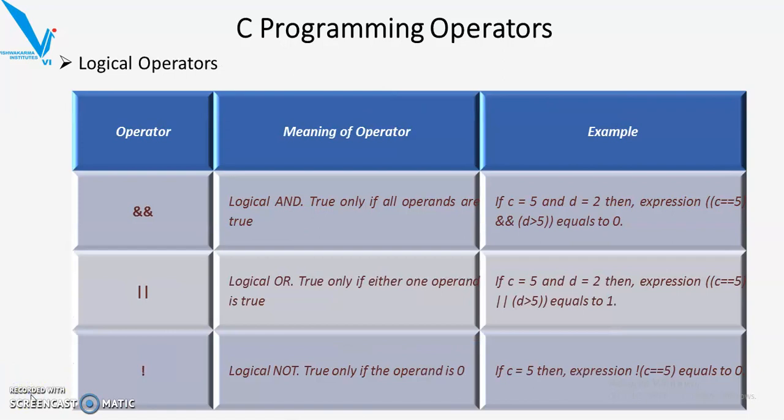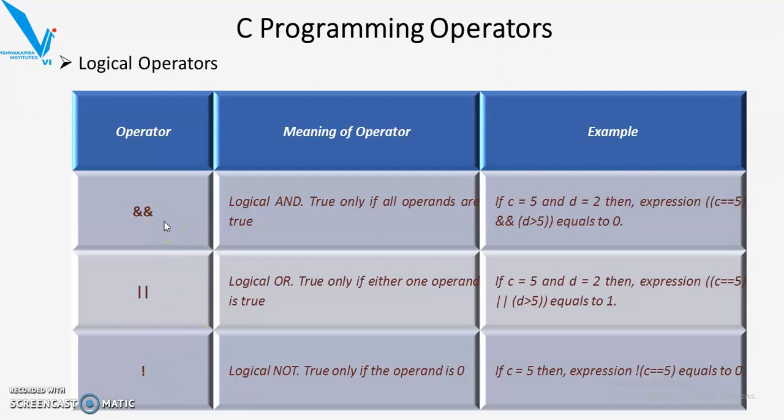Next are logical operators. Logical operators are used to combine two or more conditions or to complement the evaluation of the original condition in consideration. The result of the operation of a logical operator is a Boolean value, either true or false. We have three logical operators: logical AND, logical OR, and logical NOT.